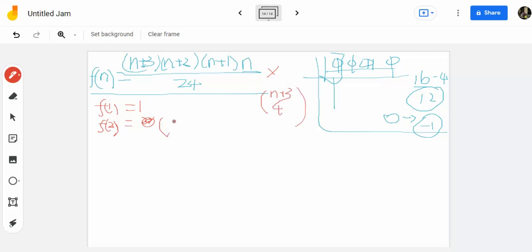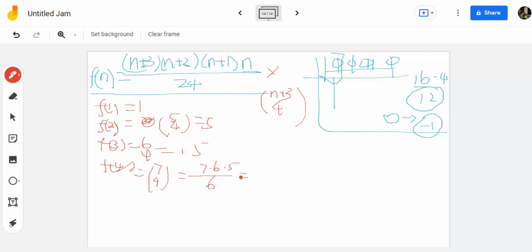So 5 choose 4, it will be 5, right? For 6, we'll choose 4, we have 15, right? 4 choose 4, right? 7 choose 4, what is it, right? 7 choose 4, 7 choose 3, so 7, 6, and 5, and 35.